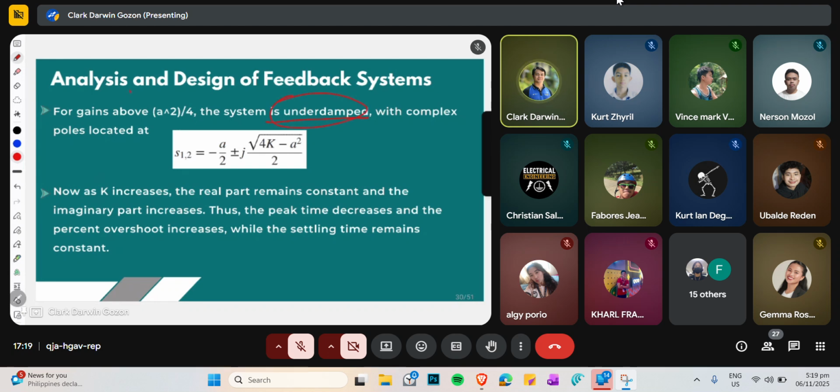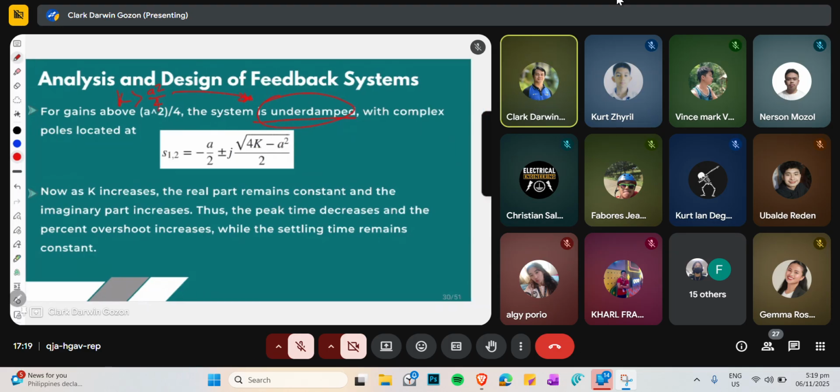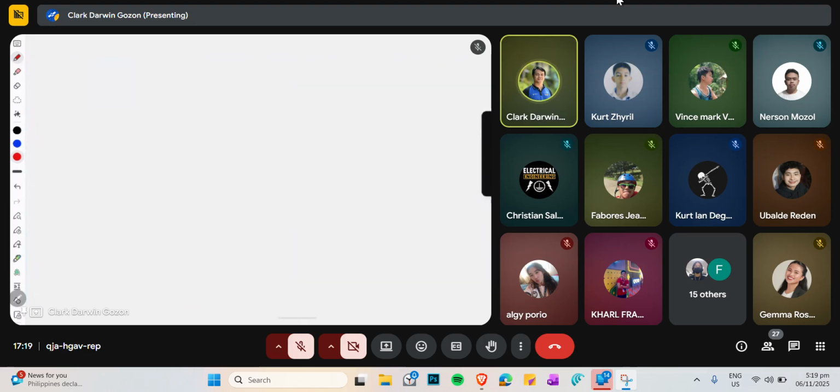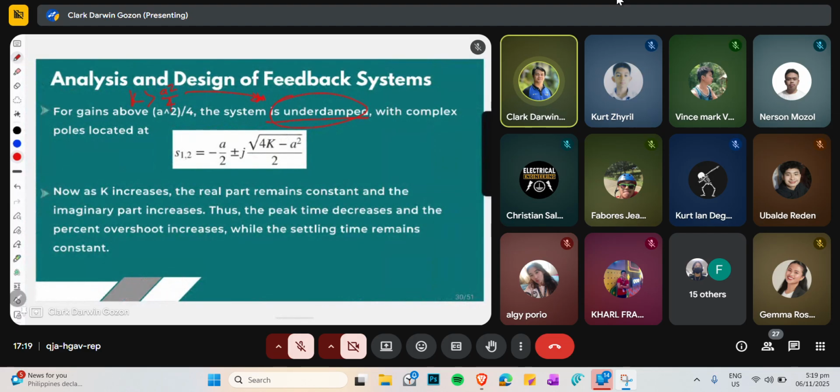K is greater than a squared over 4. It can be that its poles are under the complex. Okay? So now you can analyze the system. Okay, the system has been simplified.